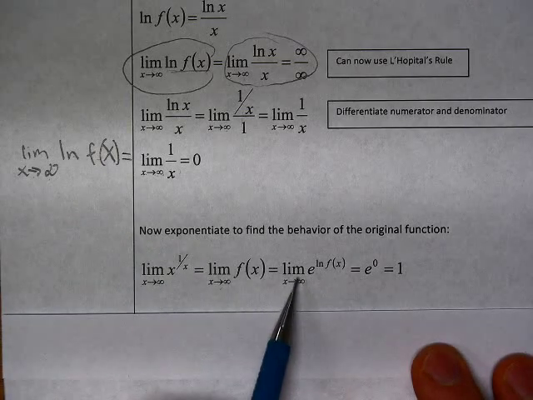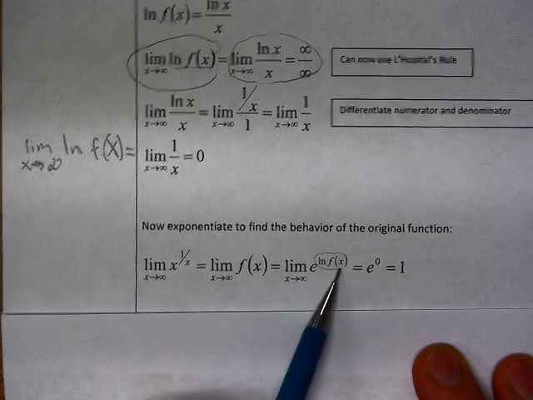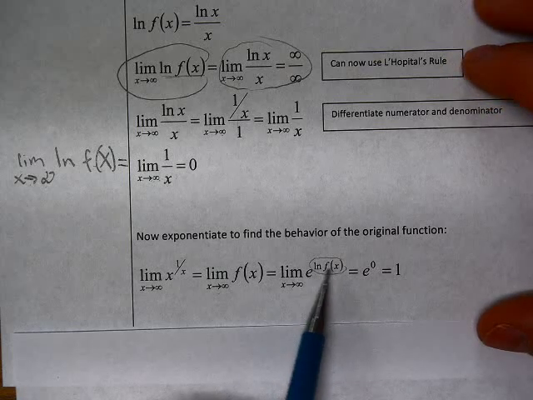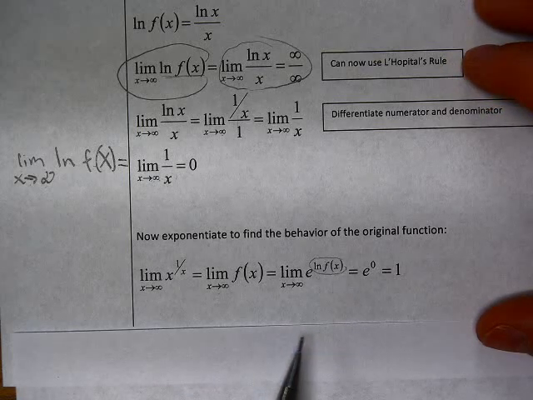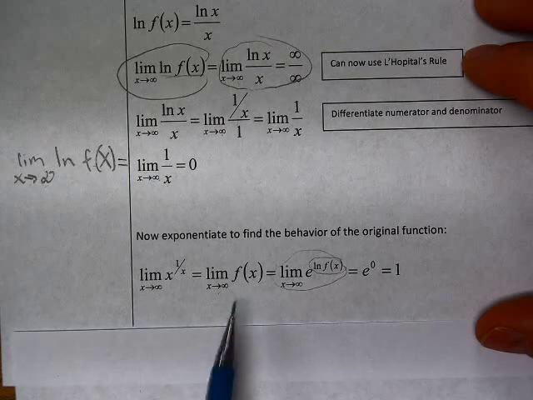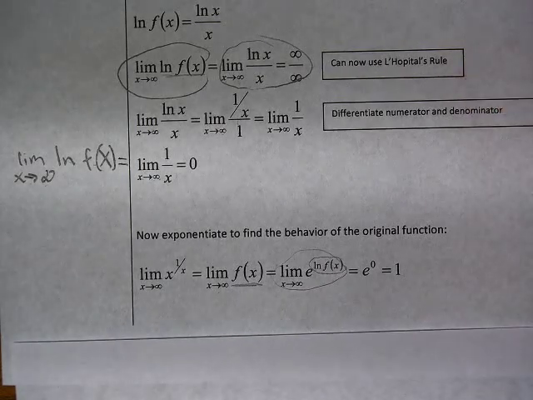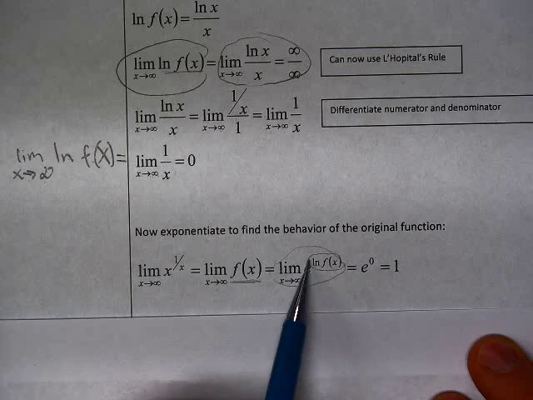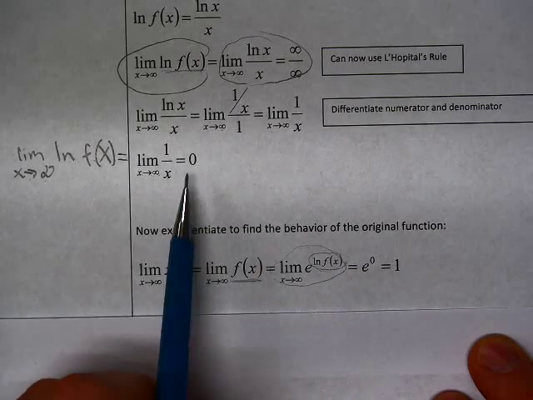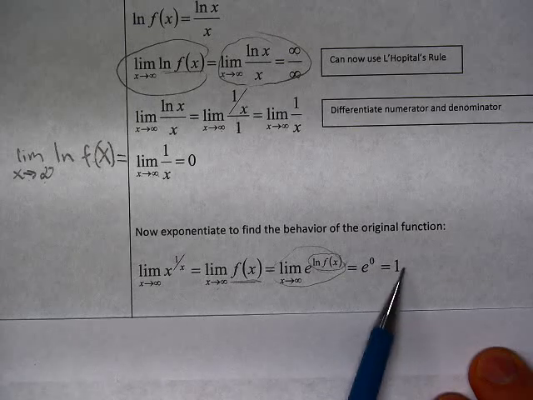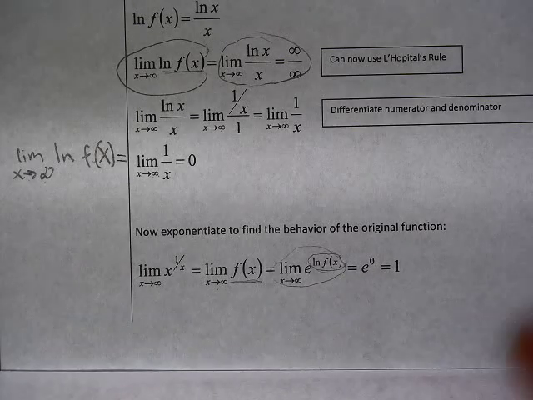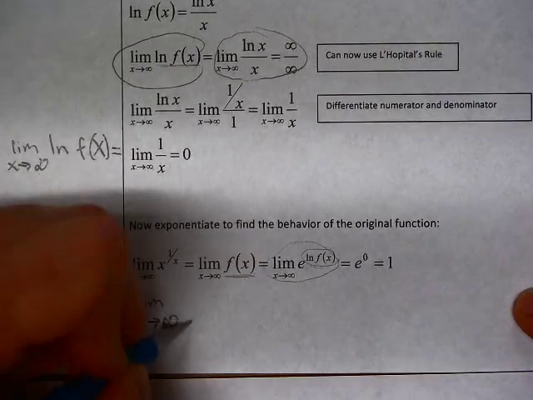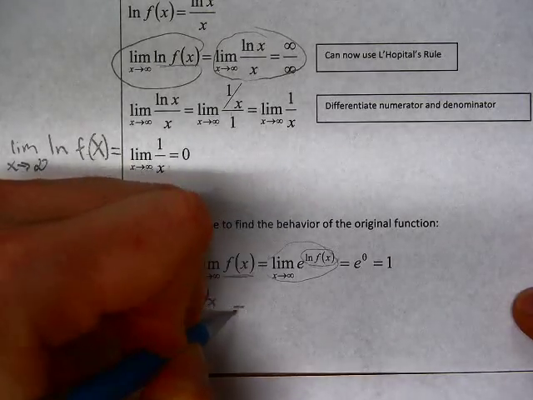So in order to get that, I'm going to take e, raise it to the ln of f of x. Okay, think back to exponentials. e to the ln of anything is just that function or just that value, whatever that might be. So this is really just the limit as x approaches infinity of f of x. I found the limit as x approaches infinity of the natural log of f of x to be 0. So now this is just e to the 0, which gives me 1. All right, so that means that the limit as x approaches infinity of x to the 1 over x is 1.